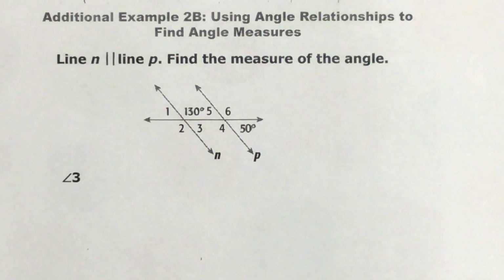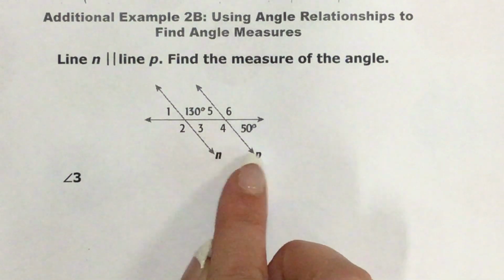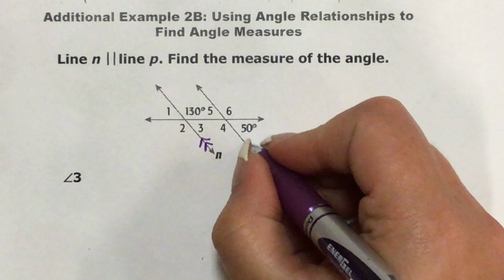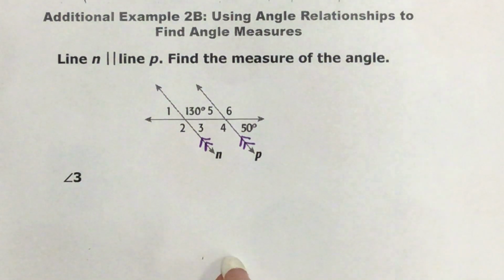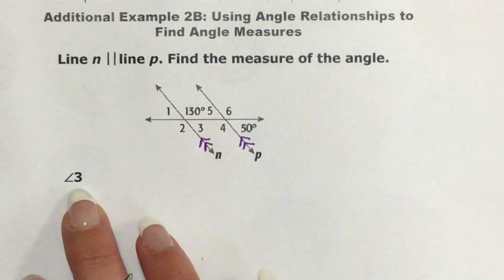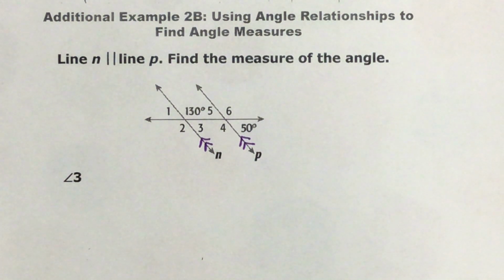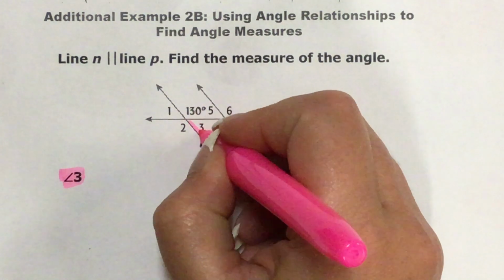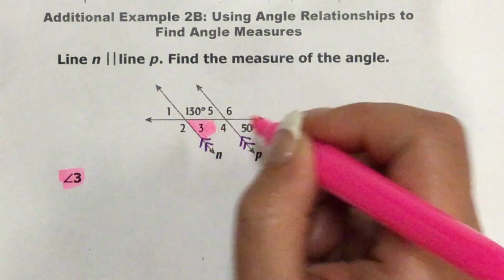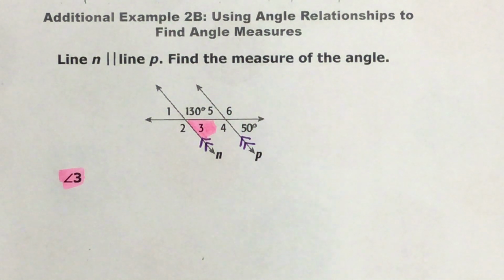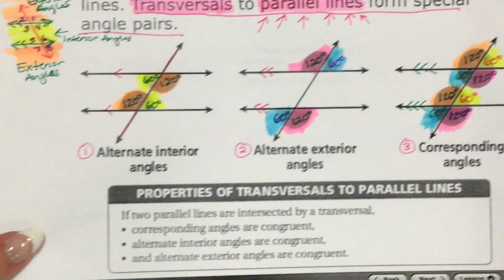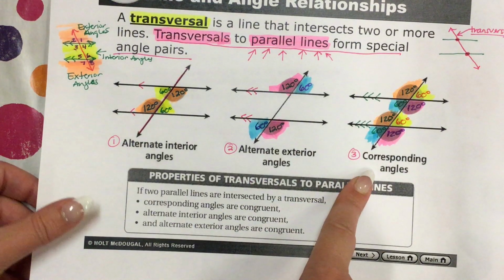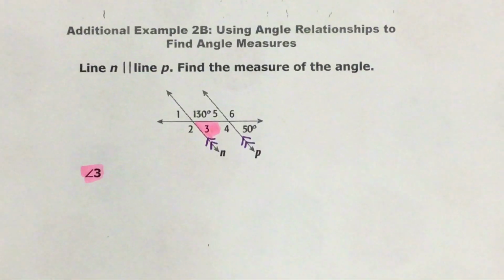Example 2B says, again, that line N is parallel to line P. So I'm going to go ahead and make my little parallel marks. We need to find the measure of angle 3. Angle 3 is right here. Now, because these lines are parallel, that unlocks the door to alternate interior angles, alternate exterior angles, and corresponding angles. So let's go ahead and look at this.